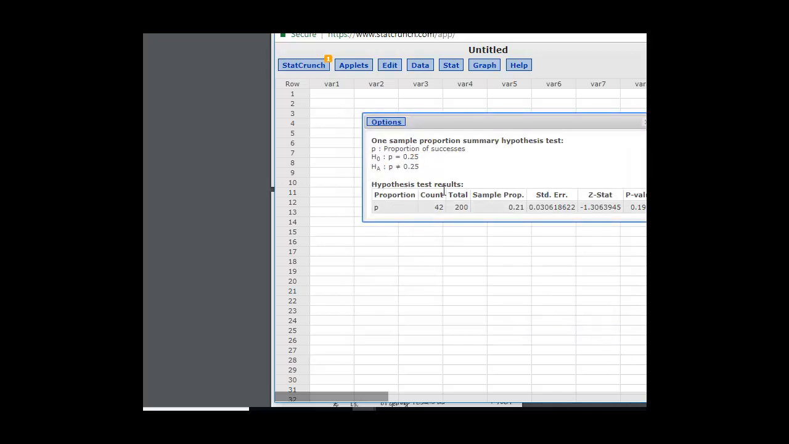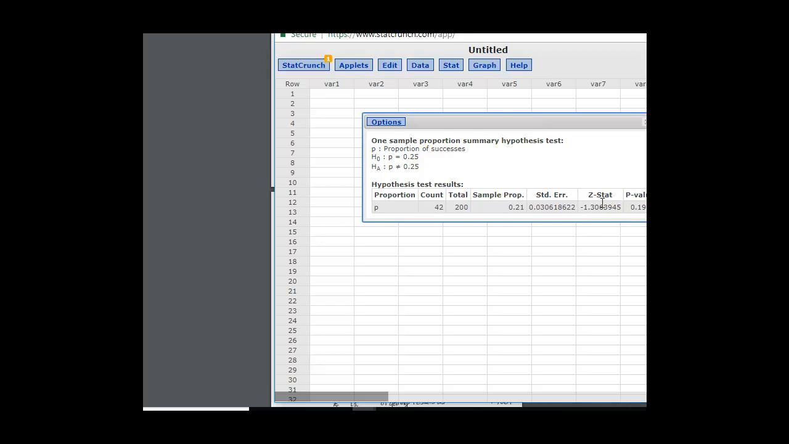I knew the sample proportion, we knew that. The z-test stat is confirmed. Negative 1.31 is what I rounded mine to. And then the p-value is 0.1914. So this helps us with our critical value to plot that. This helps us with our p-value method.